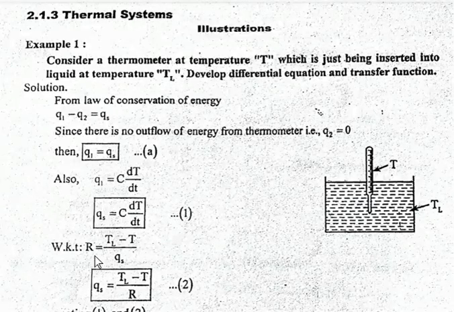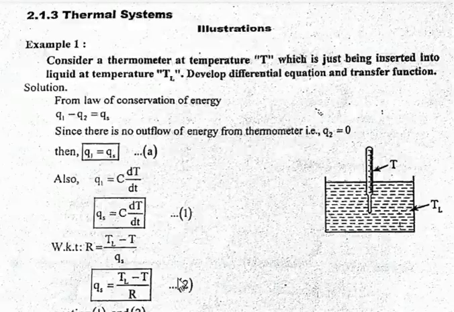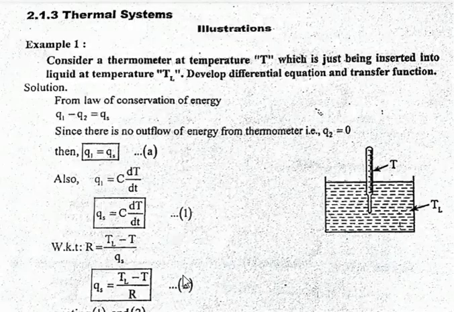We also know that R is equal to (TL minus T) by Qs. You can write that Qs is equal to (TL minus T) by R, by just taking this term to the other side. So this is equation number 2.